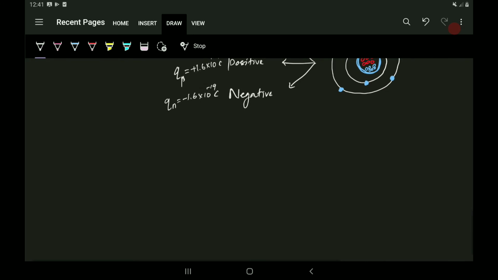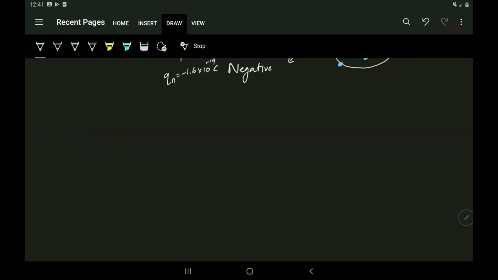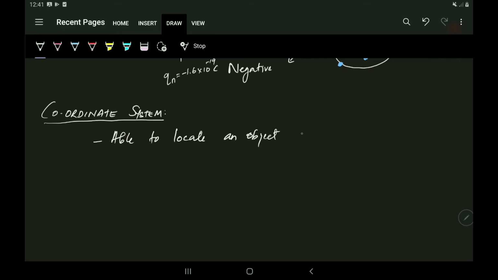The next topic is the coordinate system. A coordinate system is required to find the position of any object. Coordinate systems in electrostatics are very important, because through a coordinate system you will be able to locate an object, or in this case a charge, in a space.